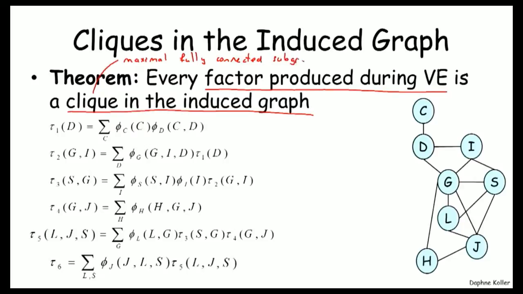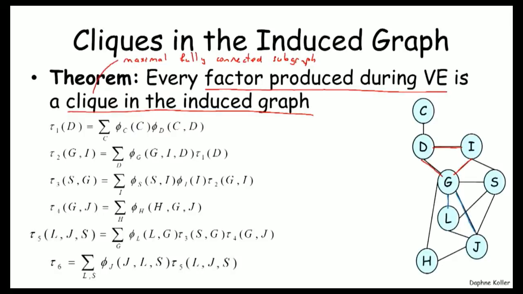So let's parse that too. So for example, DIG here is a fully connected subgraph because all of its three nodes are connected to each other. And it's maximal because I can't add any other variable to this and still have that property hold. So if I try and add S, for example, then S is not connected to D. If I try and add C, C is not connected to I or G. So I can't add any other variable to this particular clique. So it's a clique.